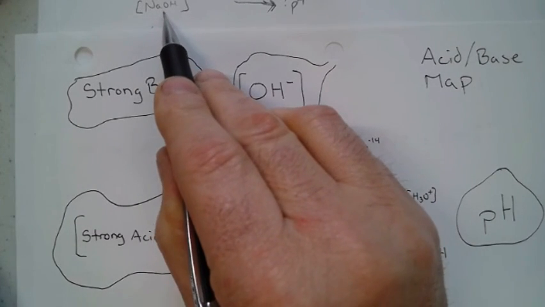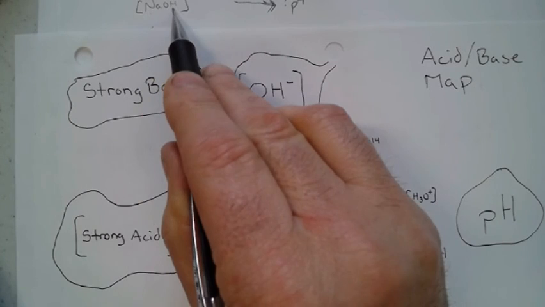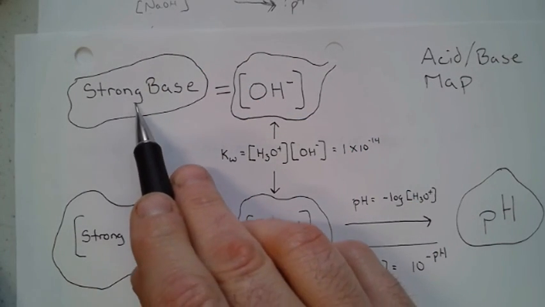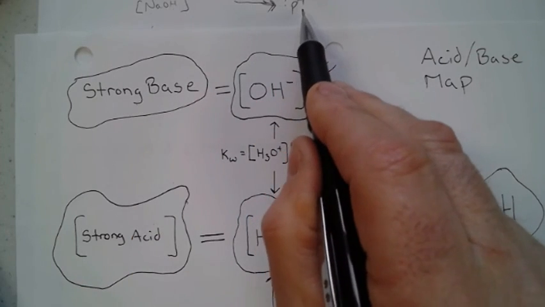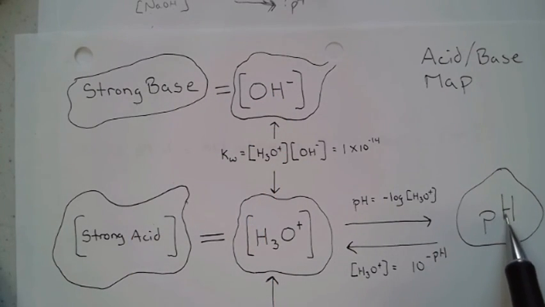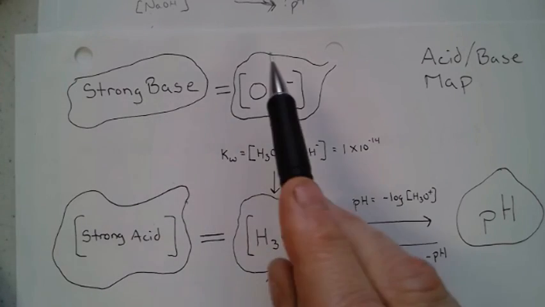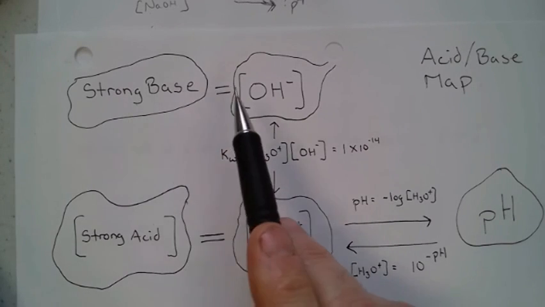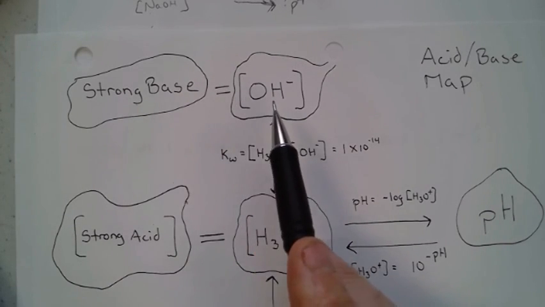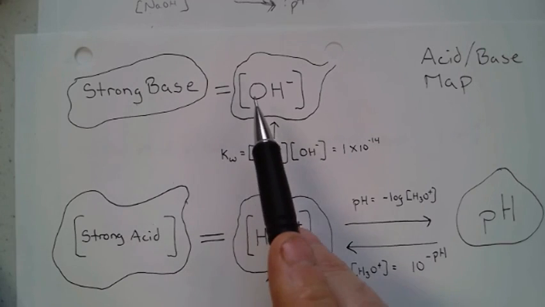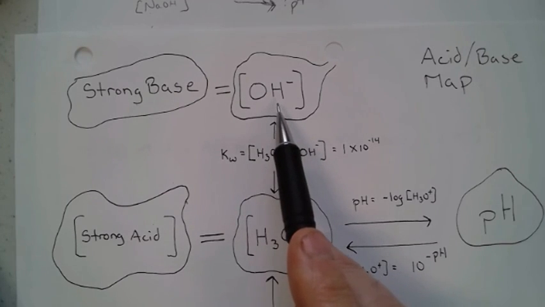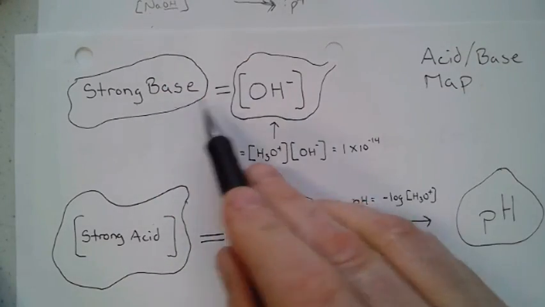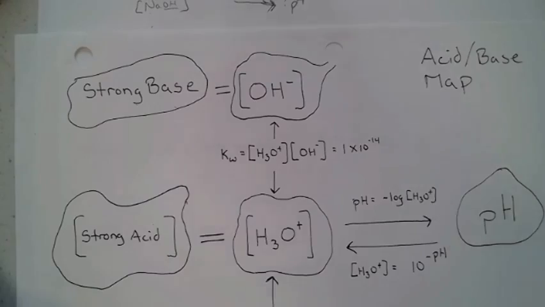Now, this is a strong base. It's an alkali metal with hydroxide, so it's a strong base. I'm going to be starting on this island, and I'm going to be going to pH way over here. That means I'm going to have 3 basic steps to do this problem. The first one is the easiest: this is a strong base, and therefore its concentration of hydroxide is going to be the same, especially since there's only one hydroxide here. Therefore, these two are going to be equal to each other.